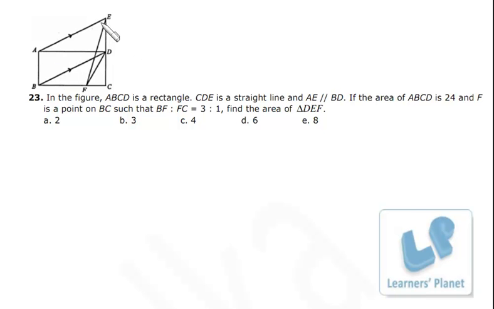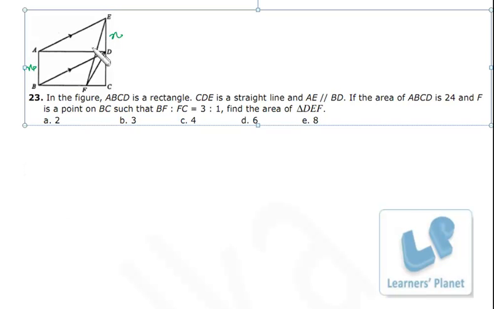The first thing is CDE is a straight line, and this line BD is parallel to AE, and since this is a straight line, ABDE should be a parallelogram, right? Now if it is a parallelogram, then AB will be equal to ED. Now the next concept we'll be using is, here it is X and this is also X. BF is to FC is 3:1. So I assume this to be 3K and this to be K, right? So the total length is 4K and this is X. So 4KX is equal to the area of this rectangle, that is 24. So KX is equal to 6.